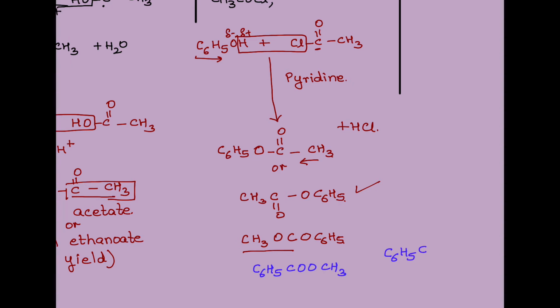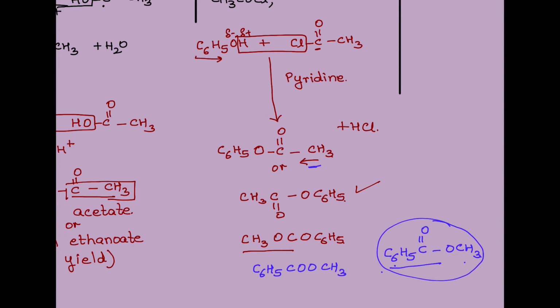C6H5, C double bond O, OCH3. That means it's a derivative or acetyl derivative of benzoic acid. It is not a derivative of acetic acid, right? So my product will not be correct.